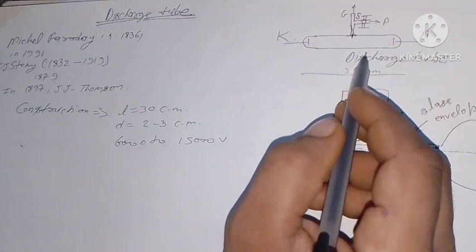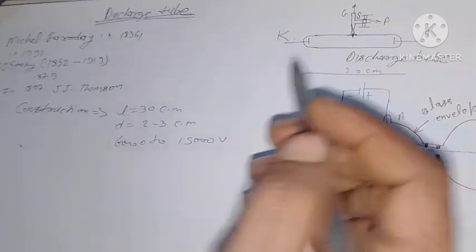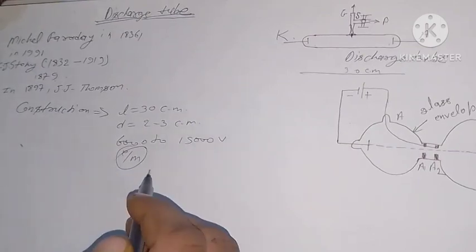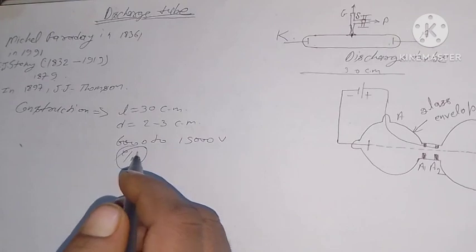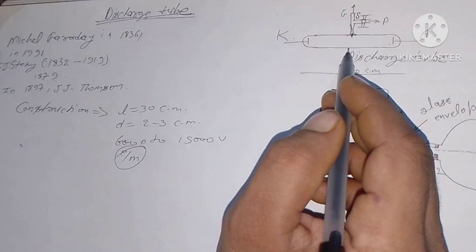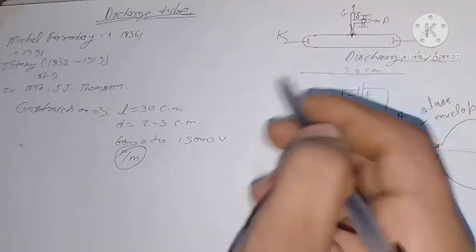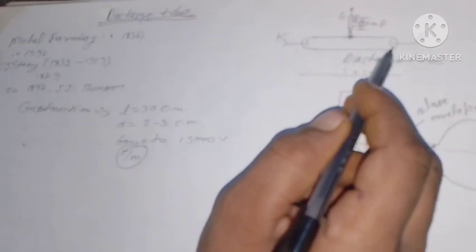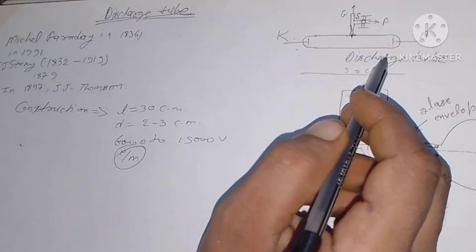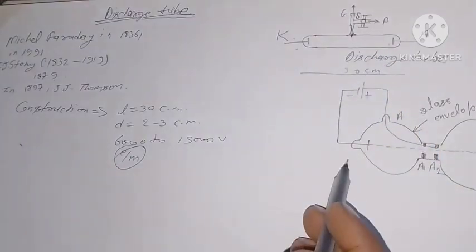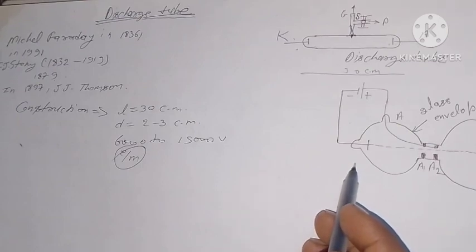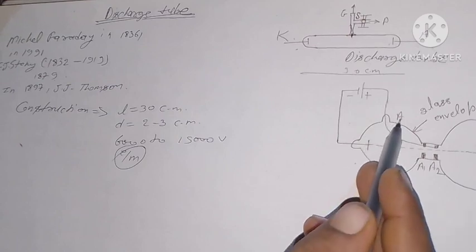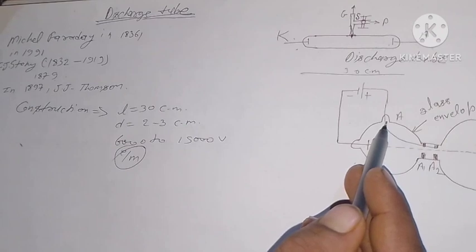J.J. Thomson, in his famous experiment, in order to determine e by m, used a highly evacuated glass envelope to eliminate the collision of electrons generated by the cathode with air molecules. The two electrodes, cathode and anode, are provided in the left of the tube, as shown in the figure, and a high potential difference applied between the cathode and anode causes emission of electrons from the surface of the cathode.